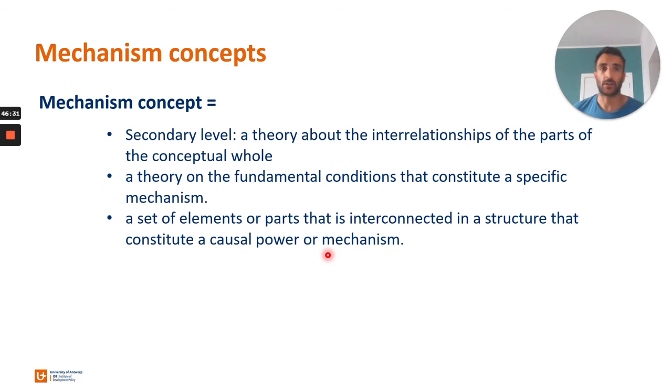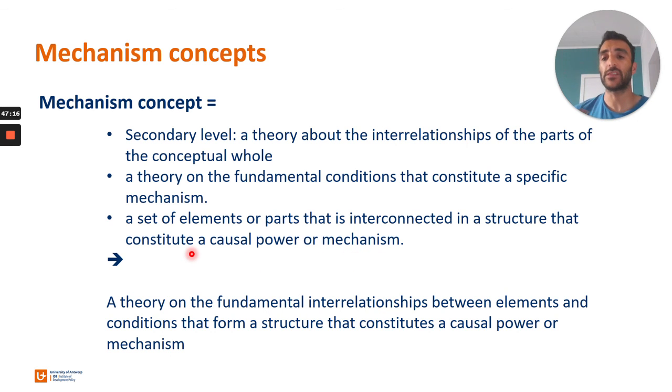So now we've come to mechanism concepts. Remember, mechanism concepts were the central part of our ResQ approach. We try to create initial mechanism concepts, and update them to come to refined mechanism concepts. So what are they? Remember, they're at the secondary level of the Gary Goertz conceptualization of social science concepts. Secondary level means it's a theory about the interrelationships of the parts of the conceptual whole. It is also a theory on the fundamental conditions that constitute a specific mechanism, and it is a set of elements or parts interconnected in a structure that constitutes a causal power or mechanism.